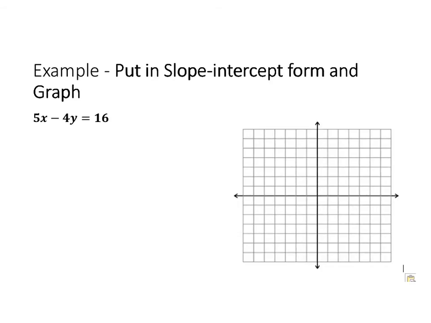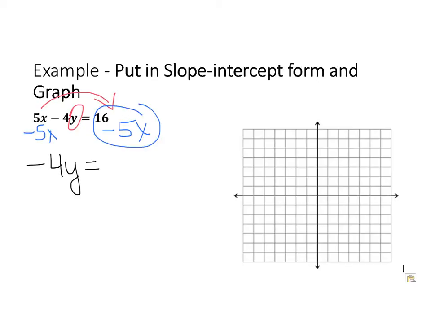Here's the next example we're going to work. It's given to you in standard form. So what we're going to do is put it in slope-intercept form so we can graph it. The first thing you need to do is move your 5x over to the other side, because we're trying to get this y by itself. We do that by subtracting 5x from each side. That leaves you with negative 4y, and you cannot combine your 5x and your 16, so all you have to do is write them down separately. The negative 5 has an x and the 16 does not.